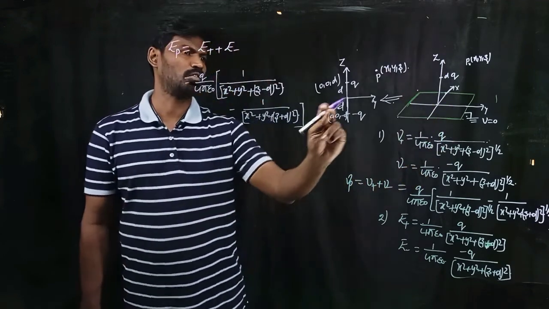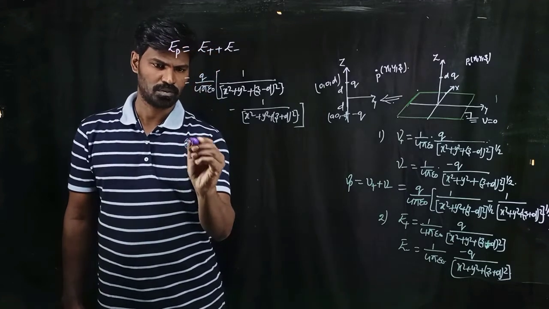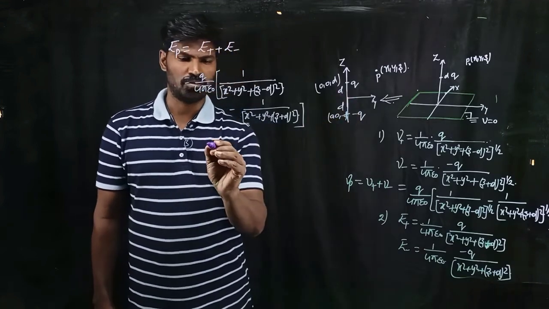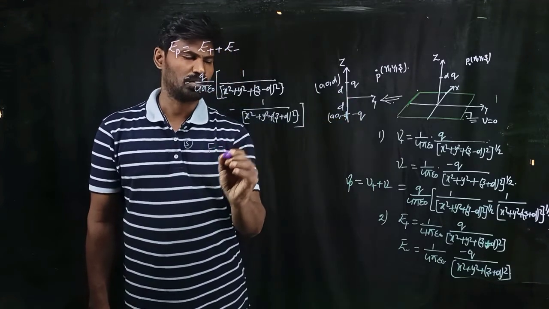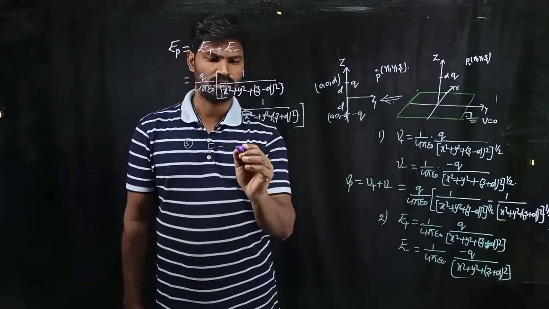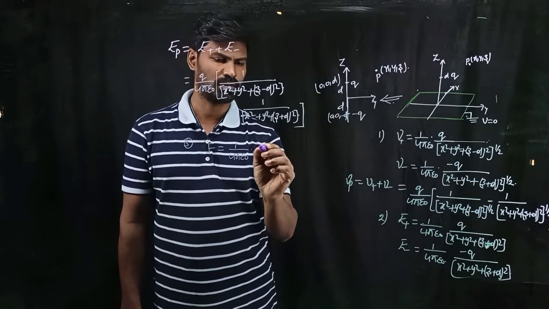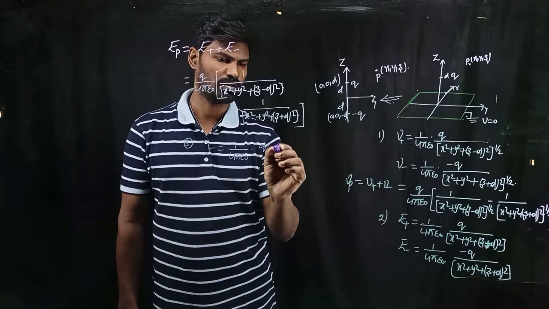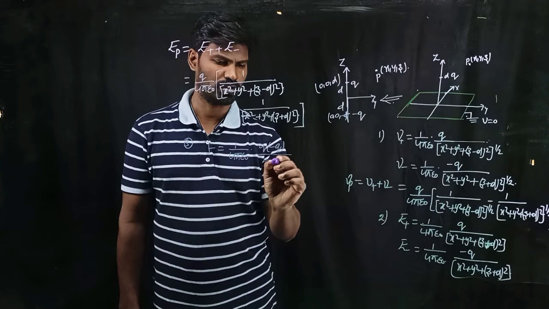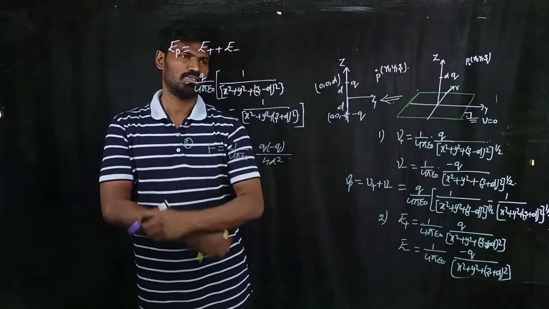Next thing is, what is the force between these two charges? That is point number 3, force. The force between these two charges is given by Coulomb's inverse square law. F is equal to, I'm talking about the magnitudes only, 1 divided by 4 pi epsilon naught into Q1, which is Q, into Q2, which is minus Q, divided by the distance between these two, which is 4d square. Simple. This is the expression for the force between these two charges.